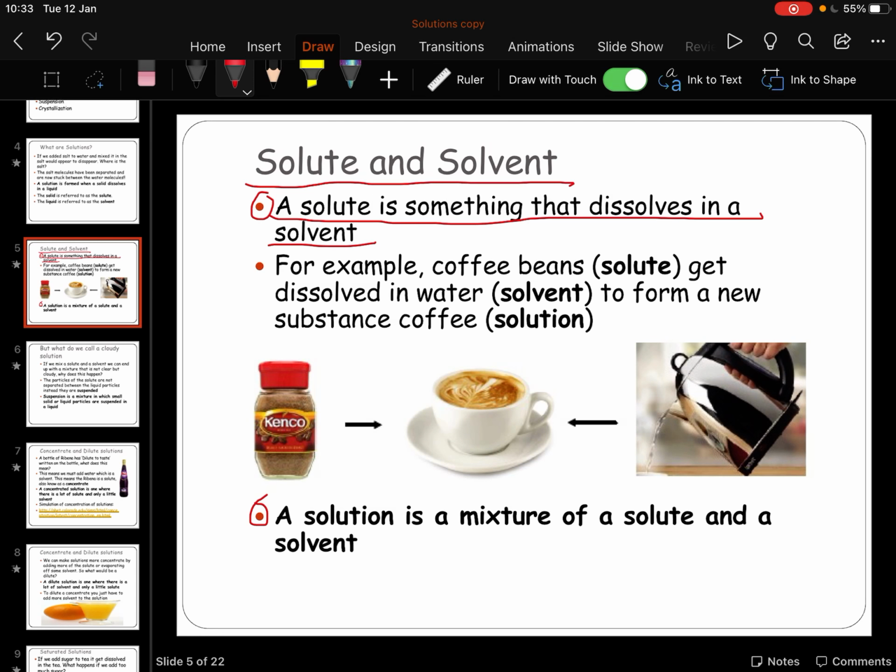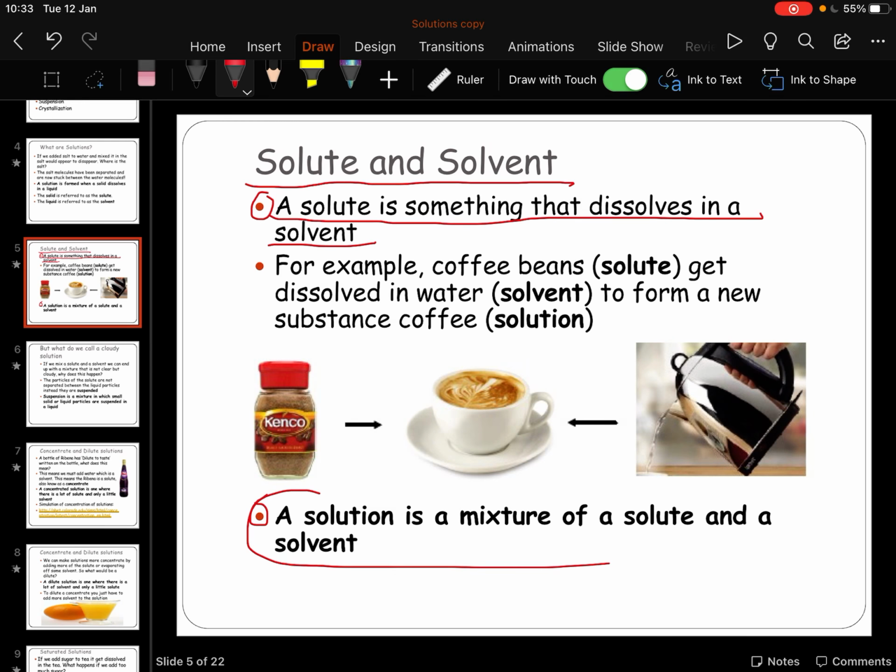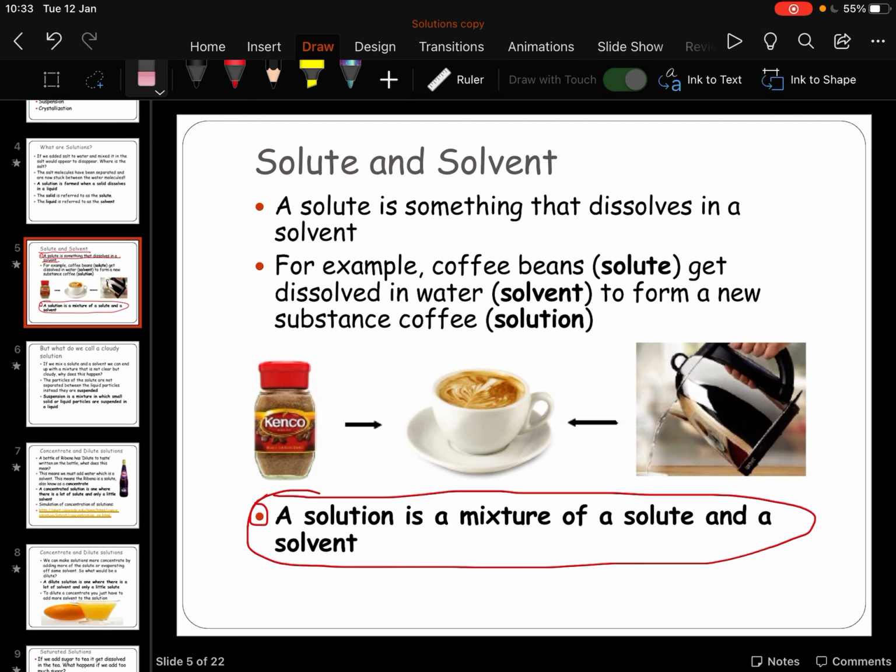Okay, so then look at this down here. Another way to explain a solution. So we already said what a solution is. It's formed of a solid dissolved in a liquid, but another way you could describe it. Let's take this down. Just take the first and the last point. A solution is a mixture of a solute and a solvent. That's another way to think of it.